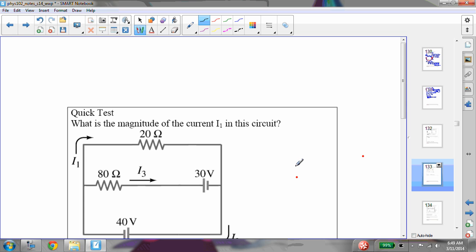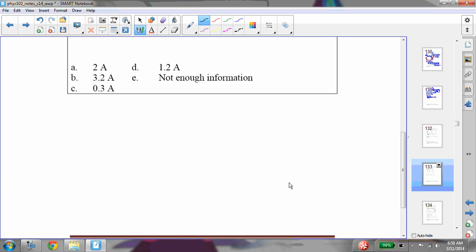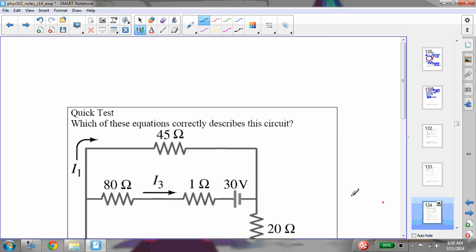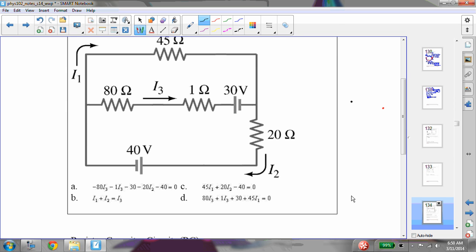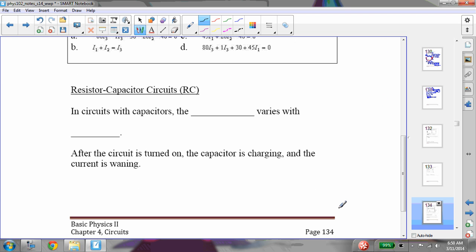And here's another asking for the magnitude of the current I1. Now, if you choose the appropriate loop for this one, this problem becomes very trivial. But if you choose the wrong loop, then it becomes quite difficult. So I'll leave that for you. And here's another, choosing the appropriate equation. 3 of these equations are incorrect. Only 1 is correct. All right, now let's move on to our next topic, which is resistor-capacitor circuits.